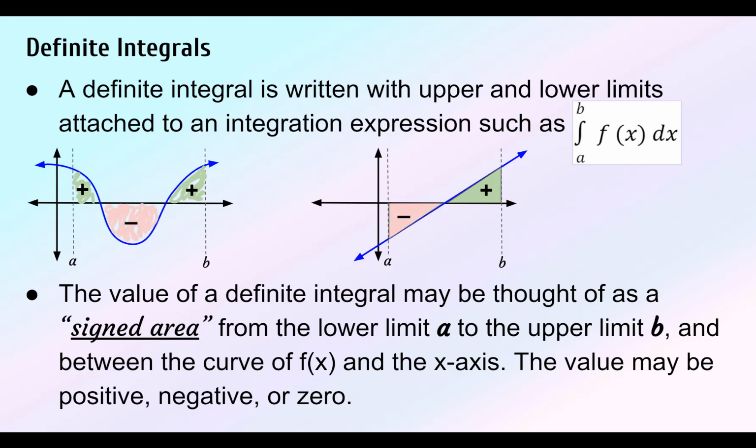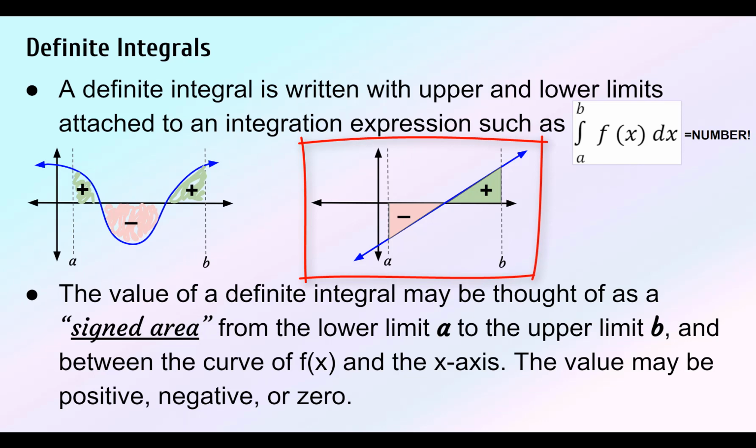Notice how this means the value of your definite integral could be positive, negative, or 0, but it will always be a number. Notice the second function has equal area above and equal area below, so the integral of this line shown in the second graph from a to b would be 0.